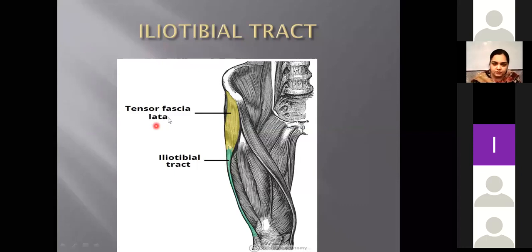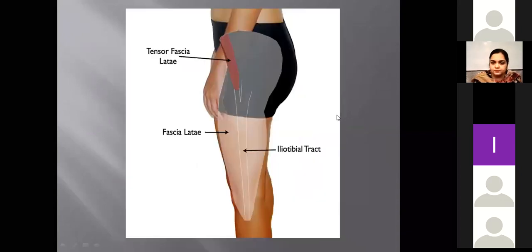The tensor fascia lata, which you have studied in your previous class, is a muscle of the gluteal region. Some fibers come from the tensor fascia lata, and some fibers come from the fascia lata, the whole deep fascia of the thigh. Repeating again: the whole thigh is covered by the fascia lata. Fascia lata is simply the deep fascia. Now we are talking about the iliotibial tract.